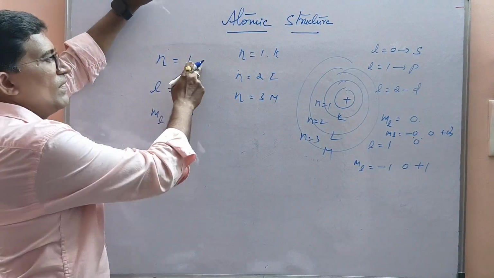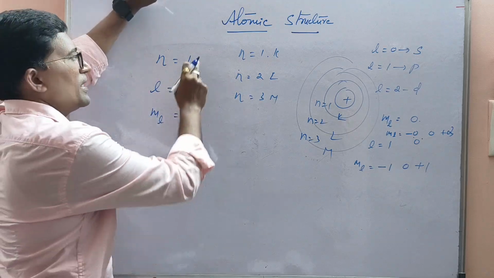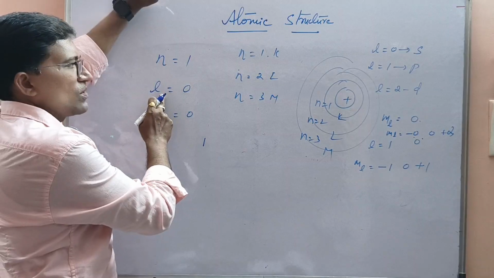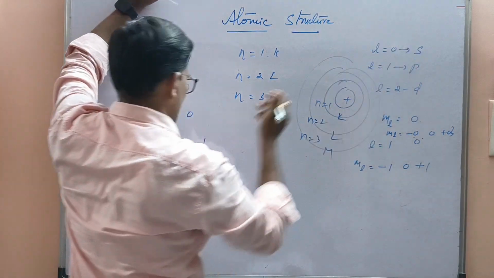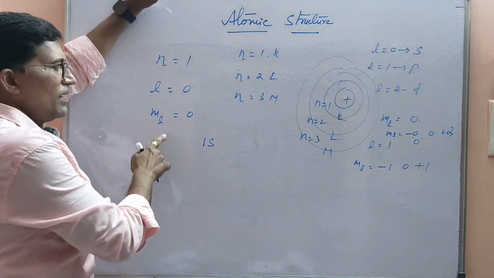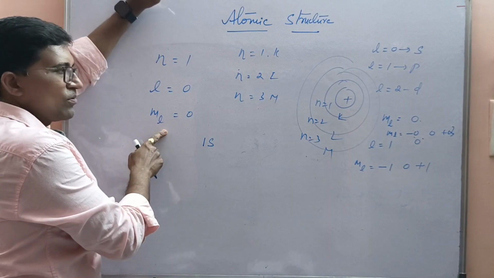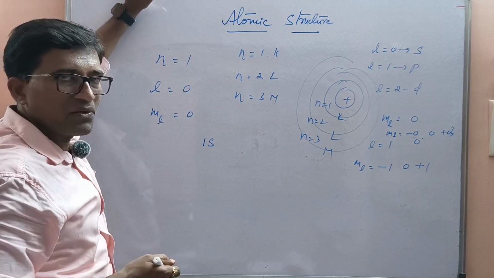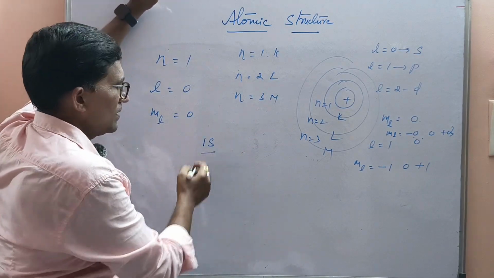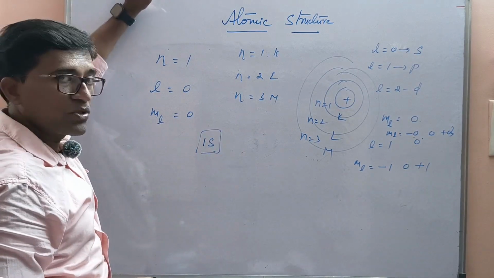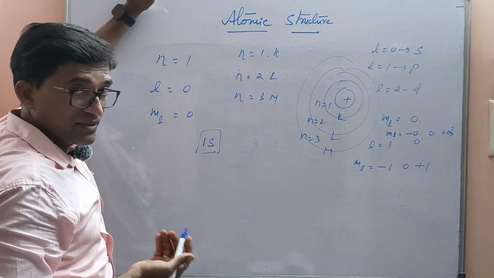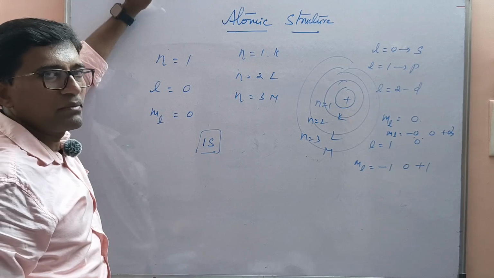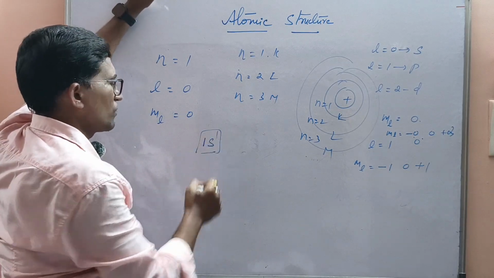Now, here the value given is n is equal to 1. n is equal to 1 means I can keep 1 here. Now l is equal to 0 means which orbital? S orbital. That is 1s. ml is 0. ml is 0 means the orbital that comes is the S orbital only. If you wish to write the configuration, since he did not mention the spin quantum number ms, I think it might be 1s1.